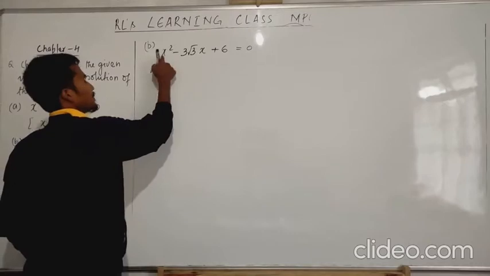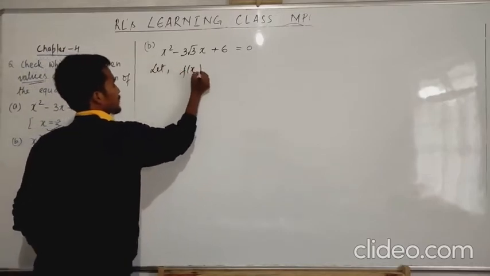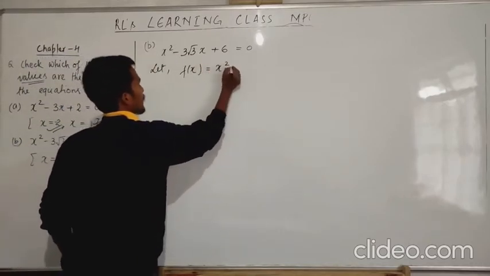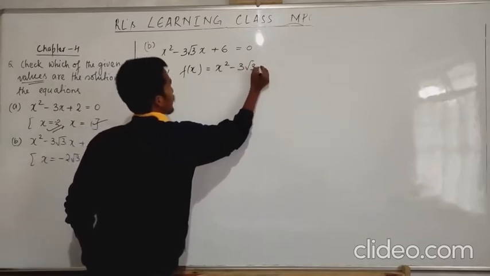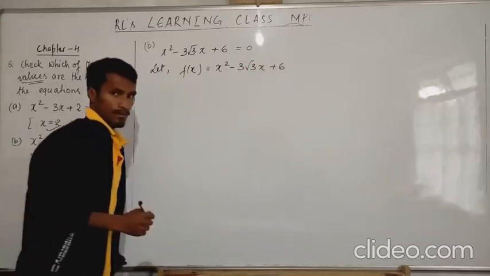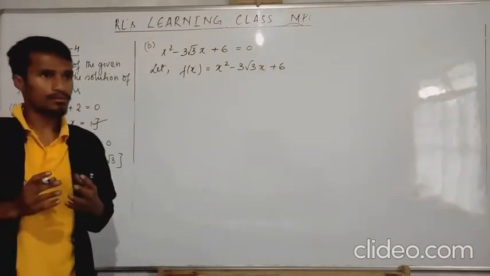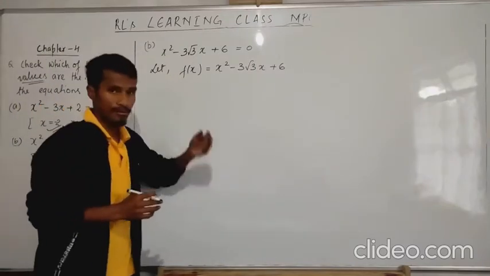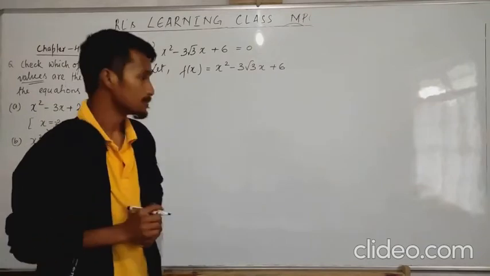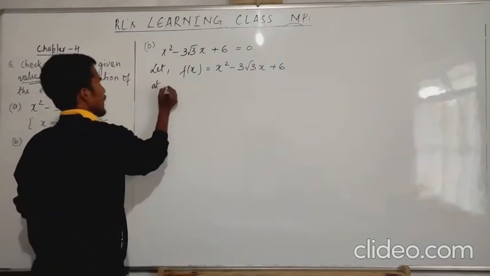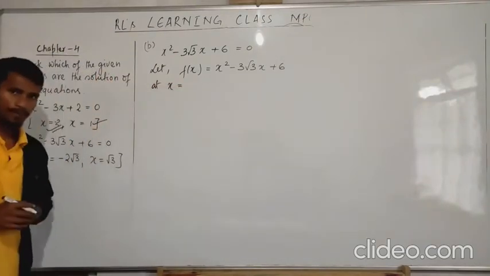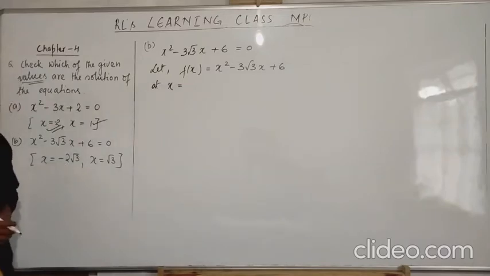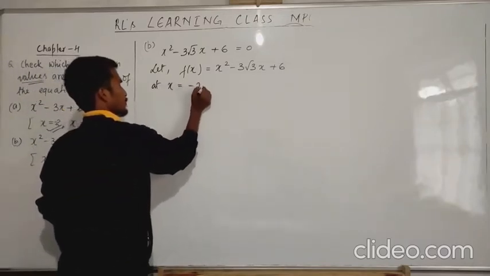Okay. Let me take this as f of x is equal to x squared minus 3 root 3 x plus 6. I told you, to know whether this is the solution or not, we have to get f of x is equal to 0. Then x is equal to how much? What is the value? Minus 2 root 3.